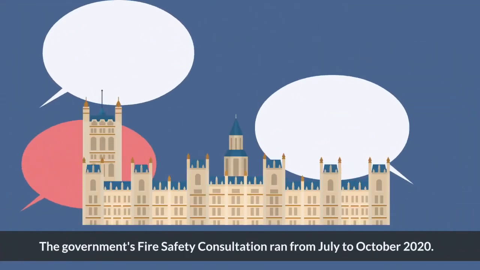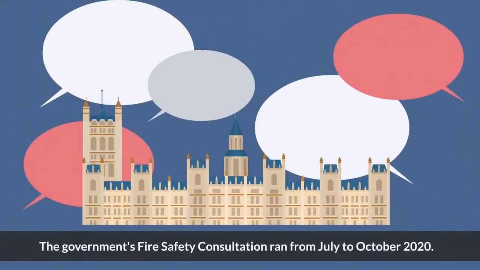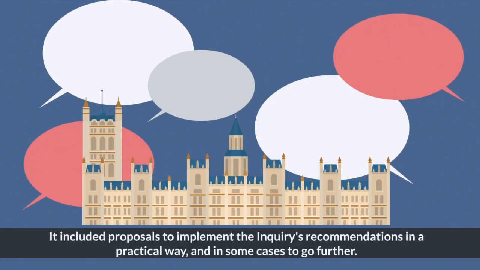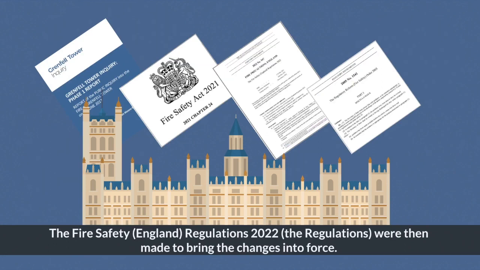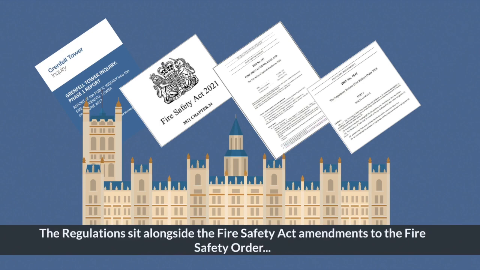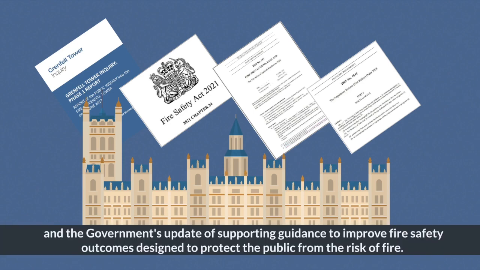The government's fire safety consultation ran from July to October 2020. It included proposals to implement the inquiry's recommendations in a practical way, and in some cases, to go further. The Fire Safety England Regulations 2022 were then made to bring the changes into force. The regulations sit alongside the Fire Safety Act amendments to the Fire Safety Order and the government's update of supporting guidance to improve fire safety outcomes designed to protect the public from the risk of fire.